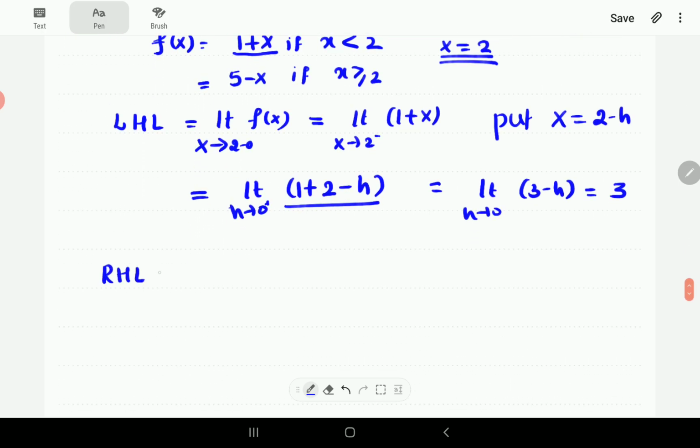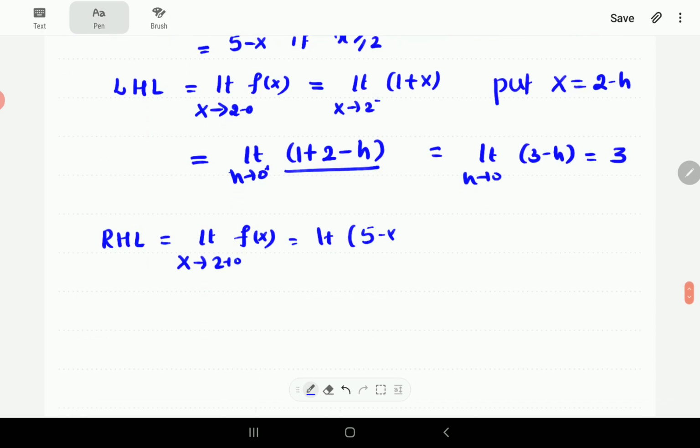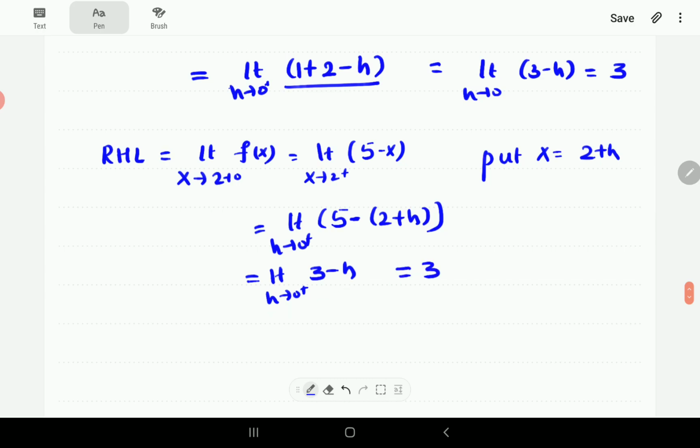Similarly, let us find out the right hand limit. This is equal to the limit of f of x as x tends to 2 plus 0. So for x greater than 2, we have the function 5 minus x. Let us take that as 5 minus x as x tends to 2 plus 0. So here we put x as 2 plus h. This is equal to the limit of 5 minus (2 plus h). As x tends to 2, h tends to 0. 5 minus 2 is 3, so this will be 3 minus h, limit as h tends to 0 plus. As h tends to 0, this value is again 3 minus 0, which is equal to 3.